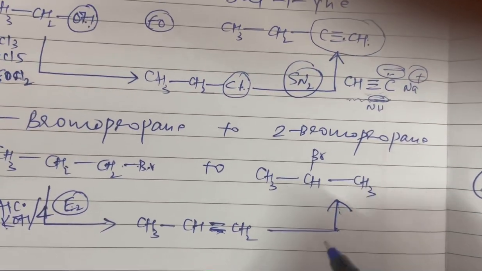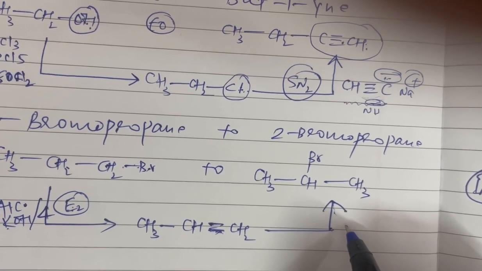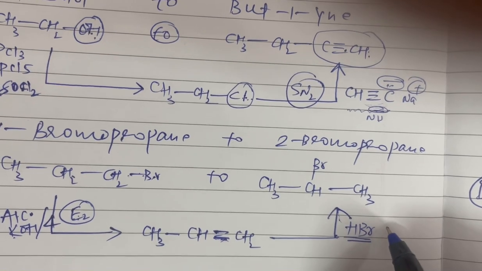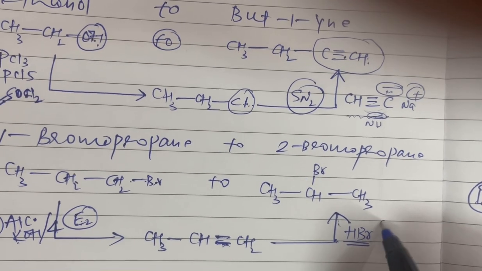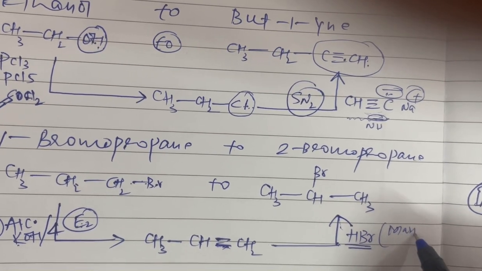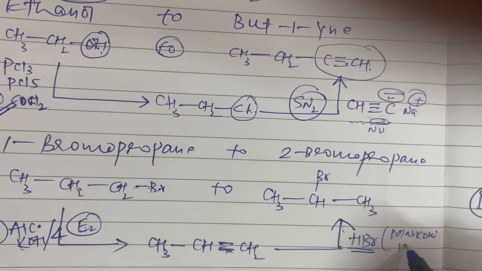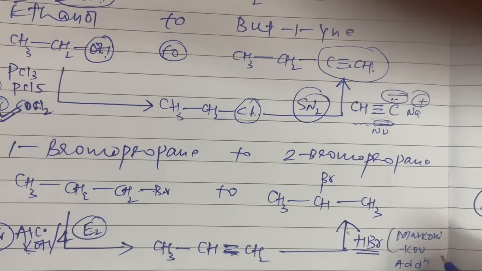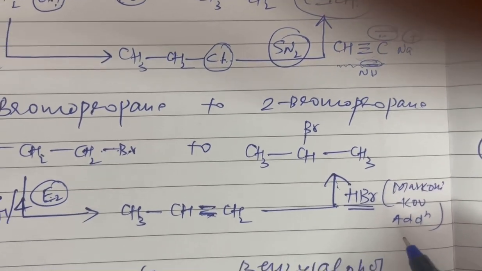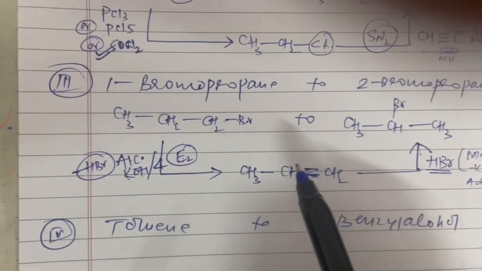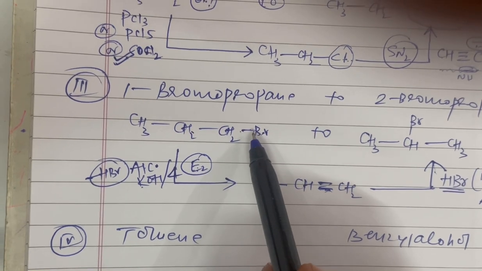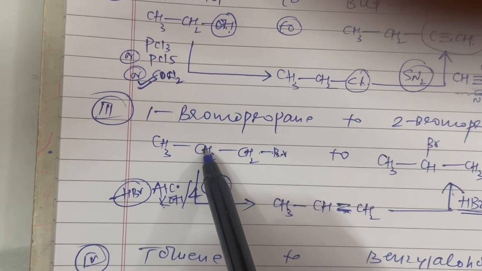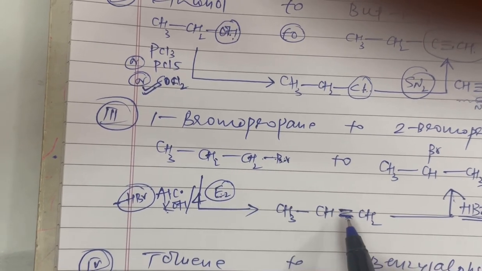For that we have to follow the Markovnikov rule, Markovnikov addition. So we take HBr here, and this reaction is called Markovnikov addition. Markovnikov is the scientist's name, a Russian scientist. So we have followed the Markovnikov addition. In the third reaction, what we have done is eliminate this Br from here. Along with Br, H is also getting eliminated. H and Br are removed, and a double bond is introduced.